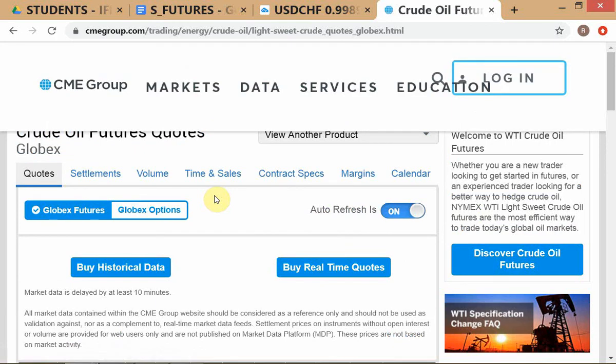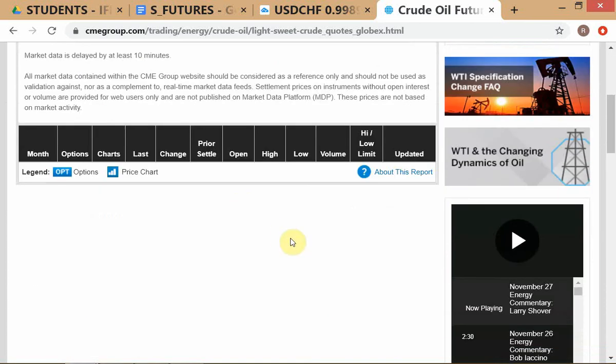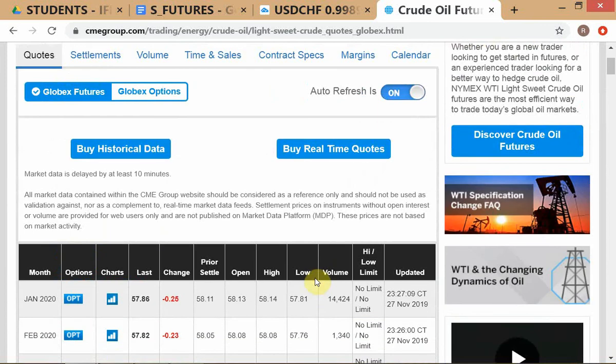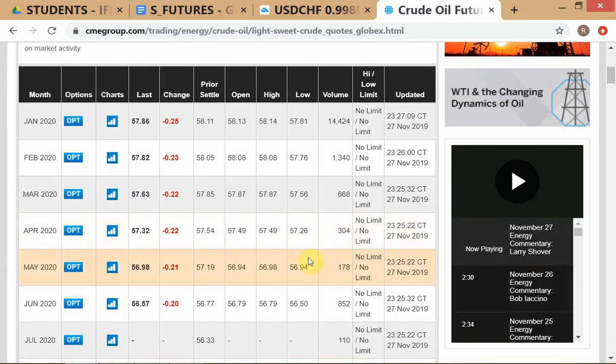But if you're a speculator, you're generally driven mainly by liquidity. So you will look at volume, and here you see volume is given. So in this case, let's look at this contract. What is this? Crude oil. Okay. So I look at this as a speculator. If I'm a speculator, I will just look at this volume and I see that the Jan contract has the most volume. So then I will trade in the Jan contract.